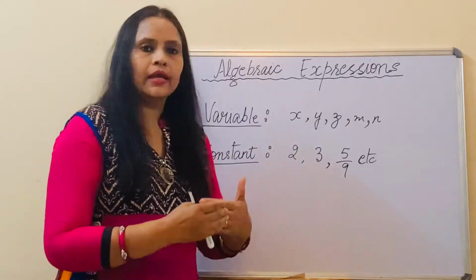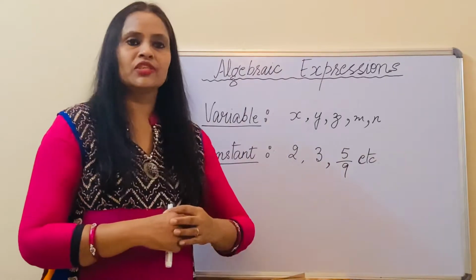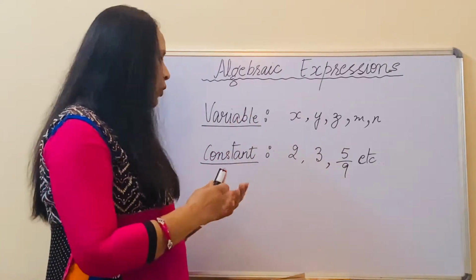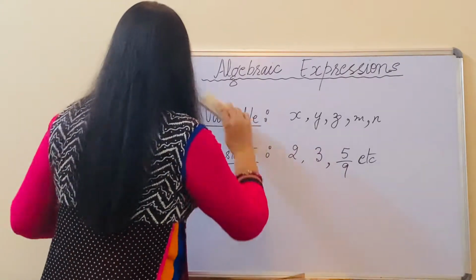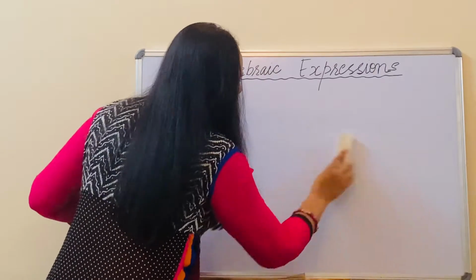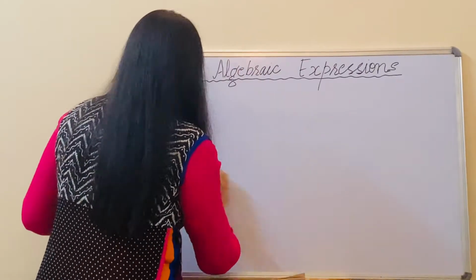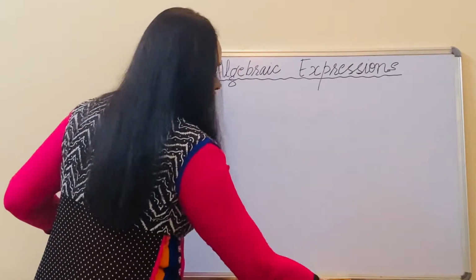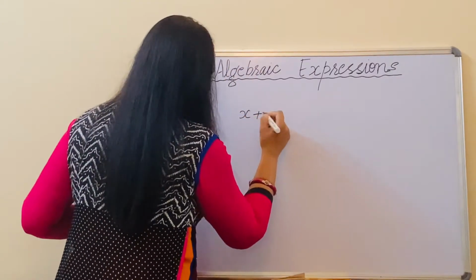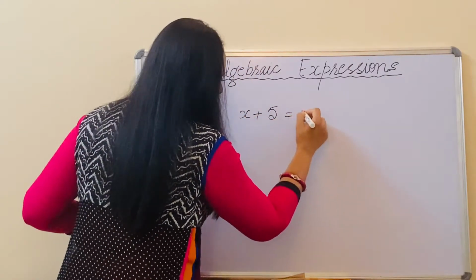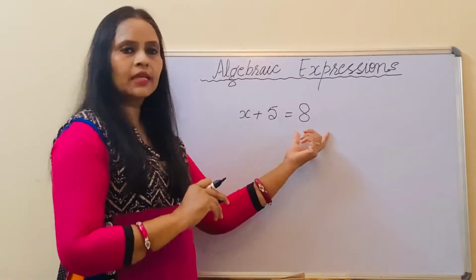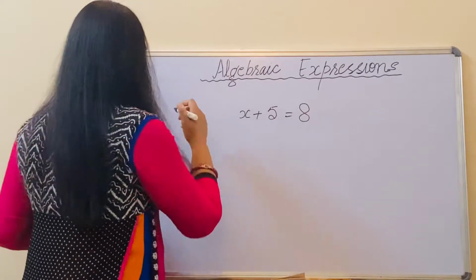Another term associated with algebraic expressions is equation. Then what is an equation? I'll explain it with the help of an example. For example, I am writing x plus 5 is equal to 8. This is an equation.